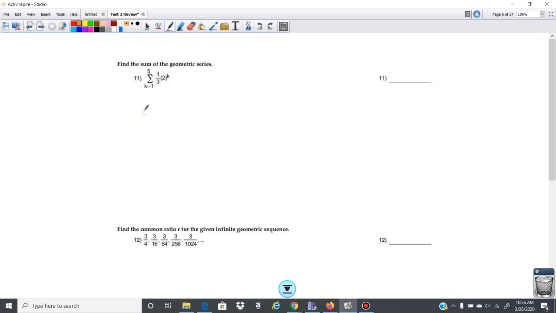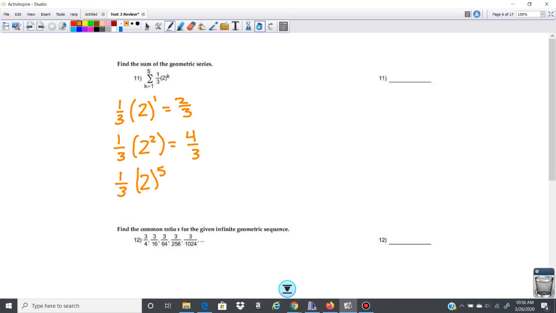So you have 1/3 times 2 to each term, so we'll go through this. So 1/3 times 2 to the first is going to be 2/3. 1/3 times 2 squared, so that's going to be 1/3 times 4, which would be 4/3. 1/3 times 2 cubed, that's 8, so 8/3.